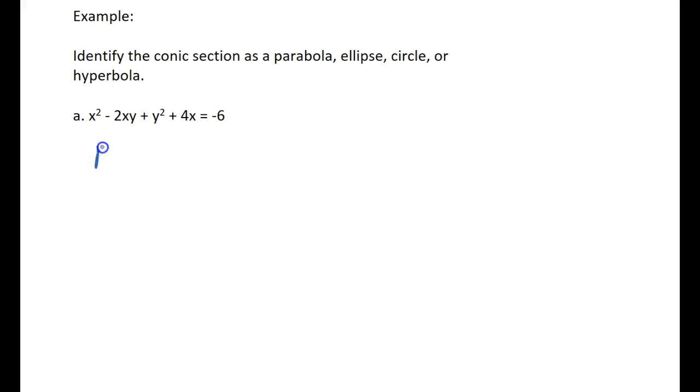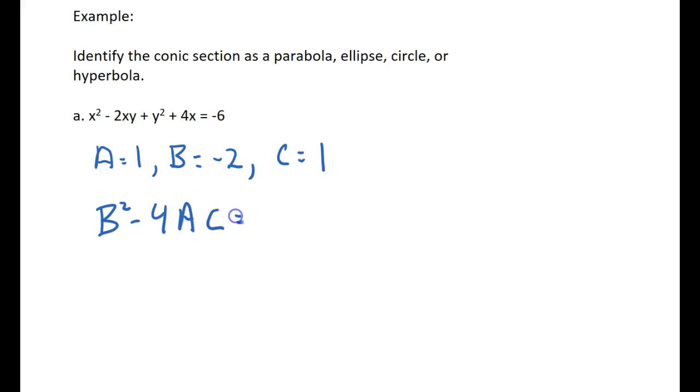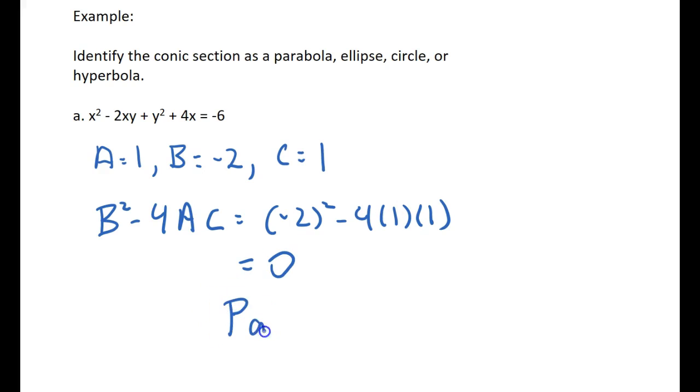Okay, so here a is 1, that's the coefficient of the x squared term. B is negative 2, that's the coefficient of the xy term. And C is 1, that's the coefficient of the y squared term. So b squared minus 4ac is going to be negative 2 squared minus 4 times 1 times 1, which is 0. And remember that if b squared minus 4ac equals 0, we get a parabola. Okay, how about this equation?